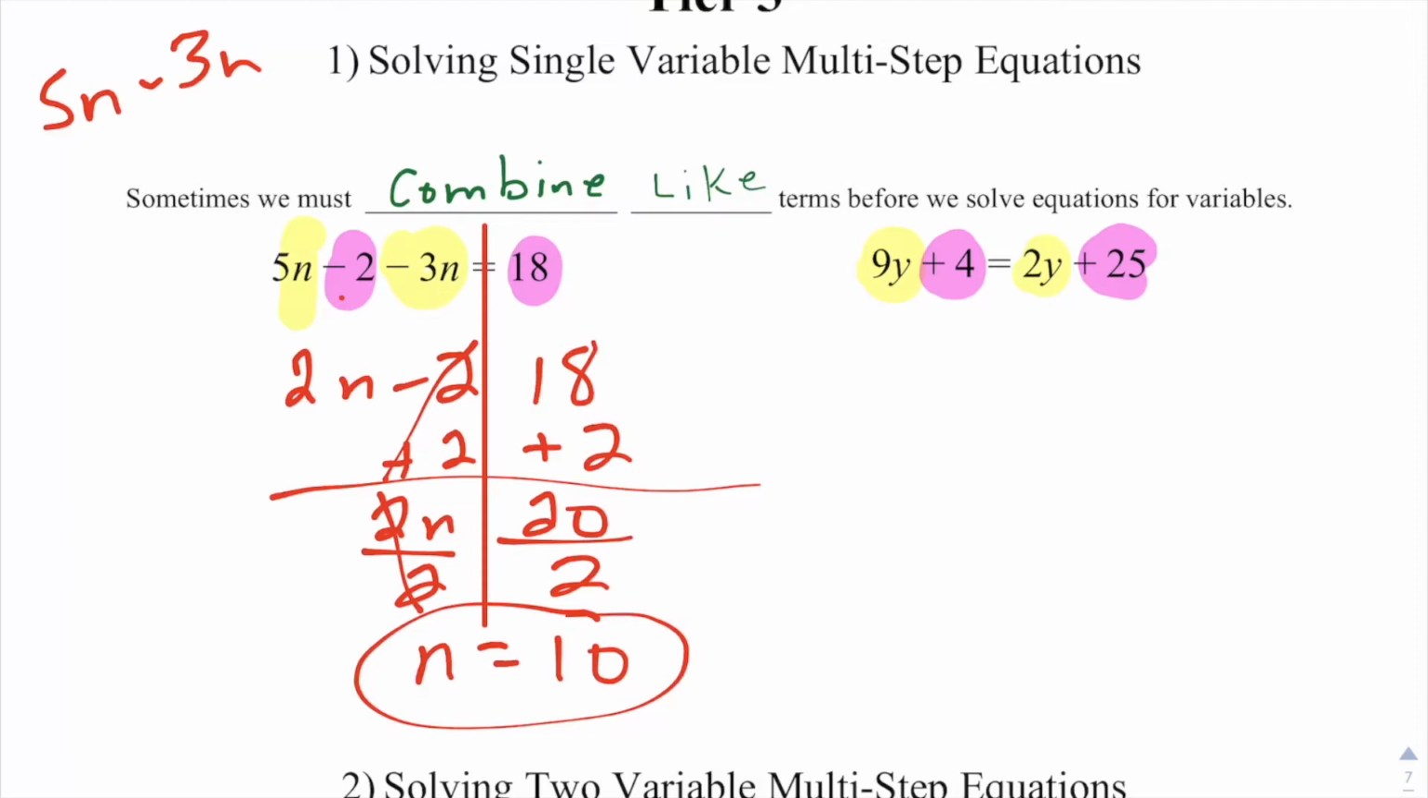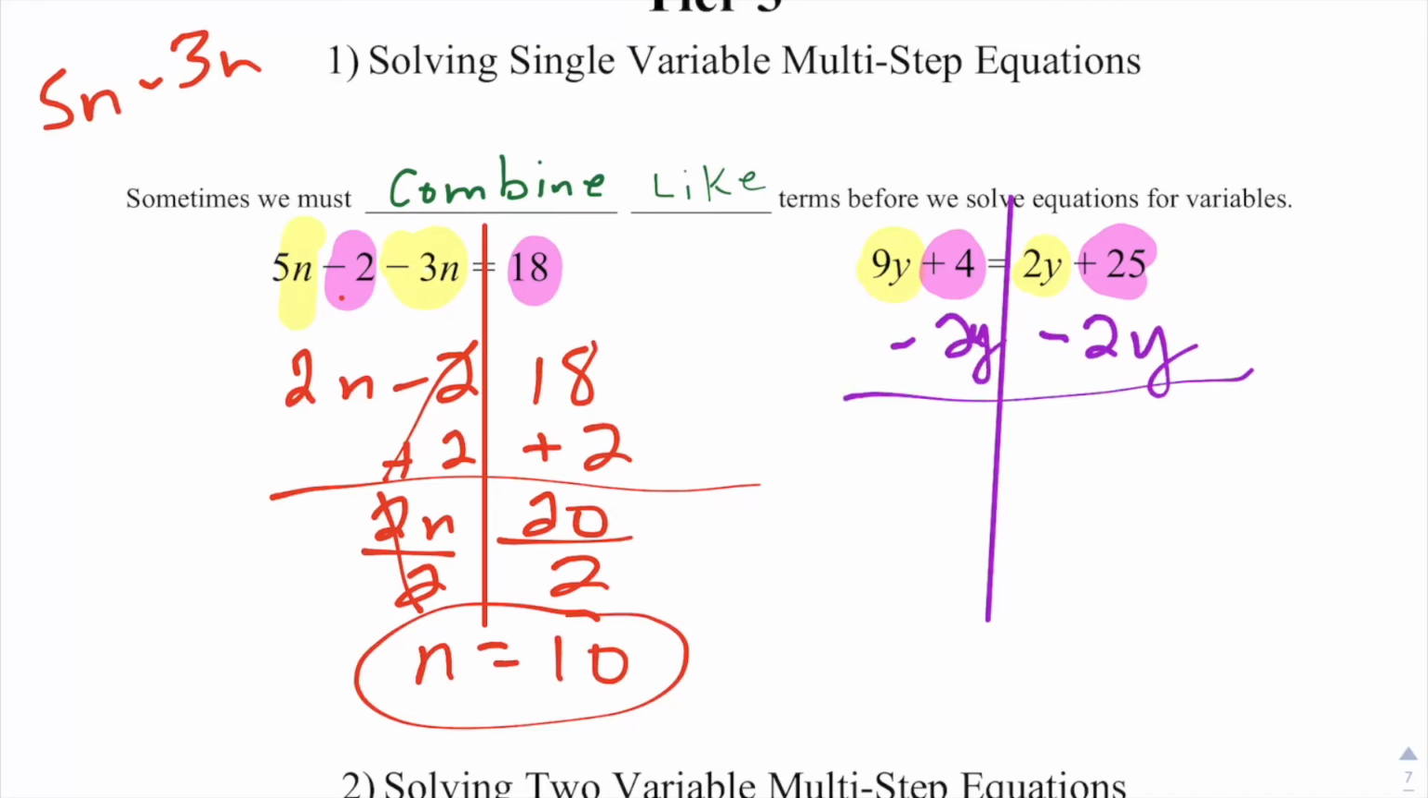And then over here, there are a couple of things happening. Again, I want to draw my balancing point. My y's and my constants are on different sides, but that's okay. I'm going to move all my y's to the left. To get this 2y over there, I have to subtract 2y. I can only subtract the 2y from the 9y. The 4 just stays by itself.